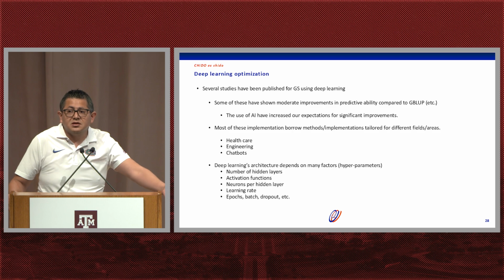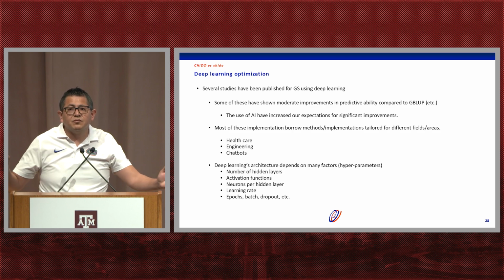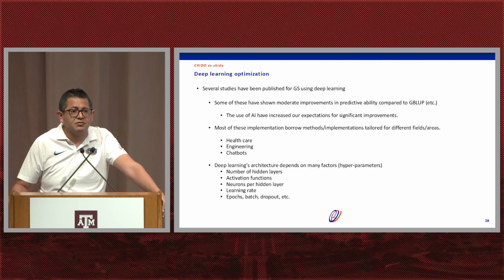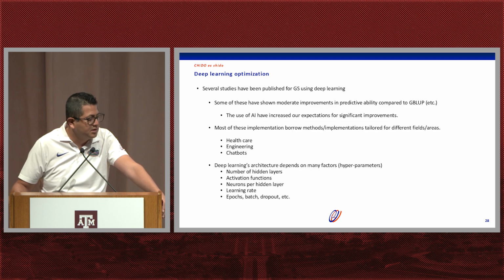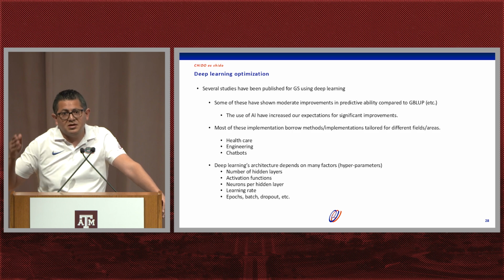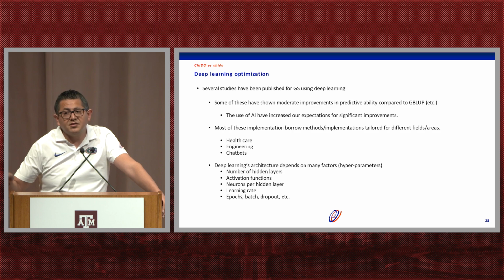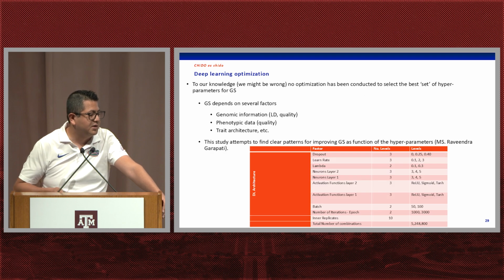So we know that using deep learning is a little tricky because it depends on multiple factors, what we call the architecture, or the layers. So we have the number of hidden layers, activation functions, neurons per hidden layer. We might have a different number of neurons for each one of the different layers, learning rate, number of epochs, batch size, dropout, etc., etc. So as you can imagine, we have many factors that we should optimize.